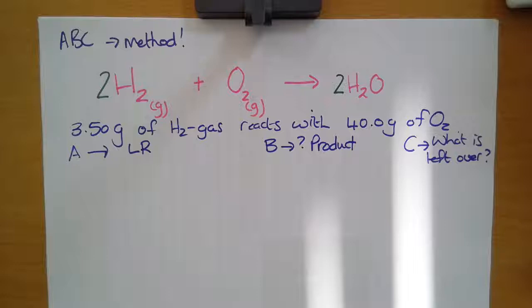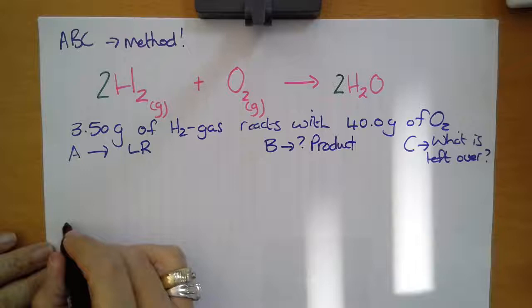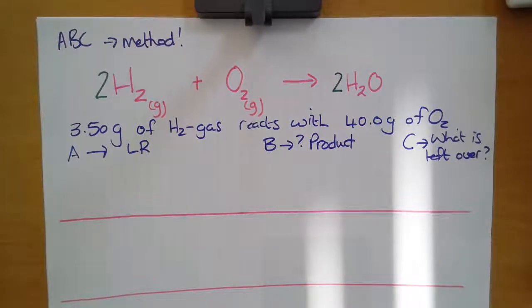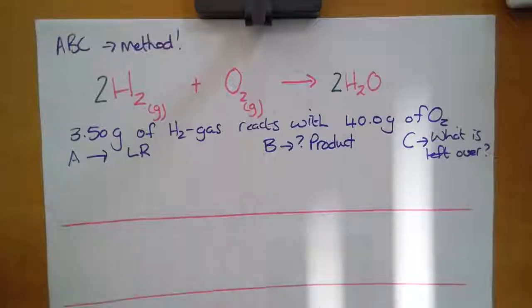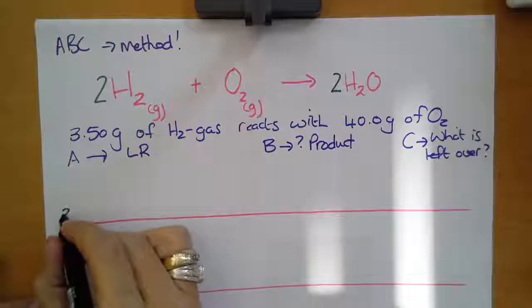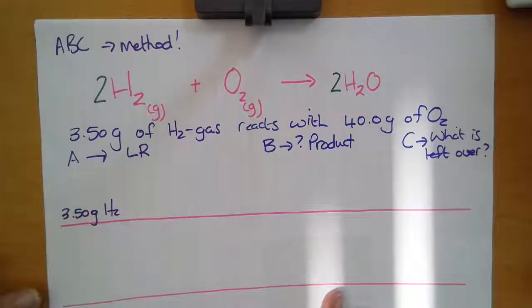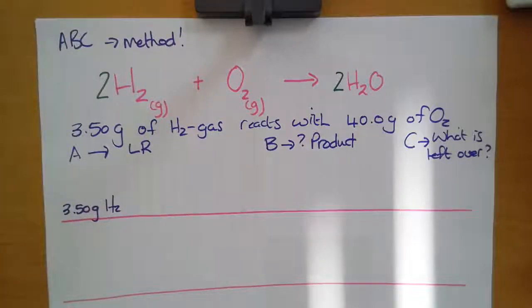Okay, so let's write down the 2 things that they give you. Maybe I shouldn't have drawn it so far down, but in any case. The first thing that they give you is they tell you that you have 3.50 grams of H2. Forget about the questions. This is what they give you.